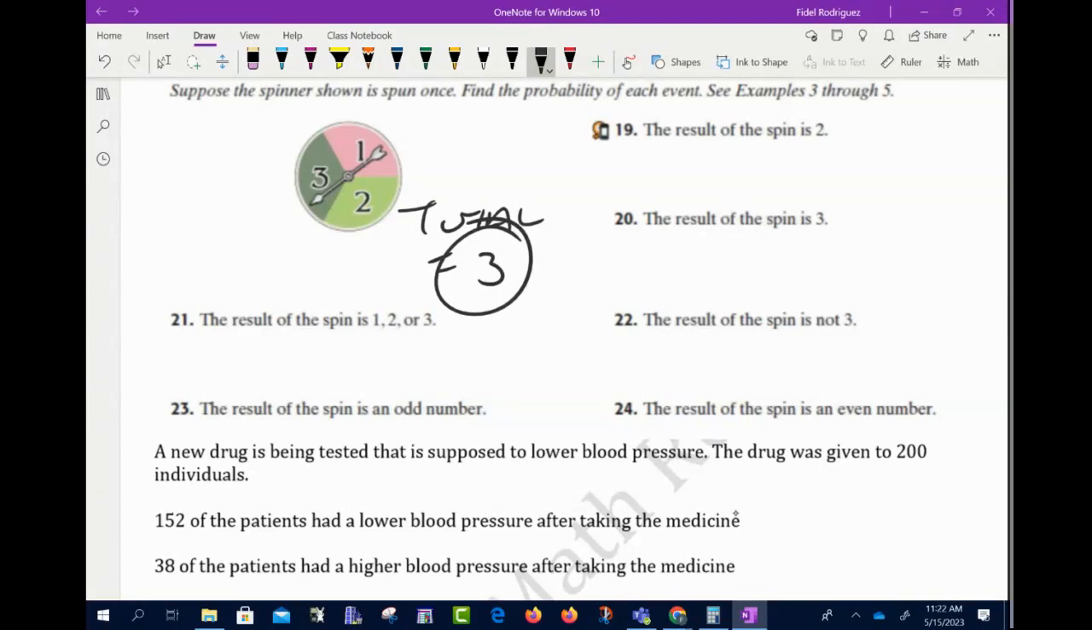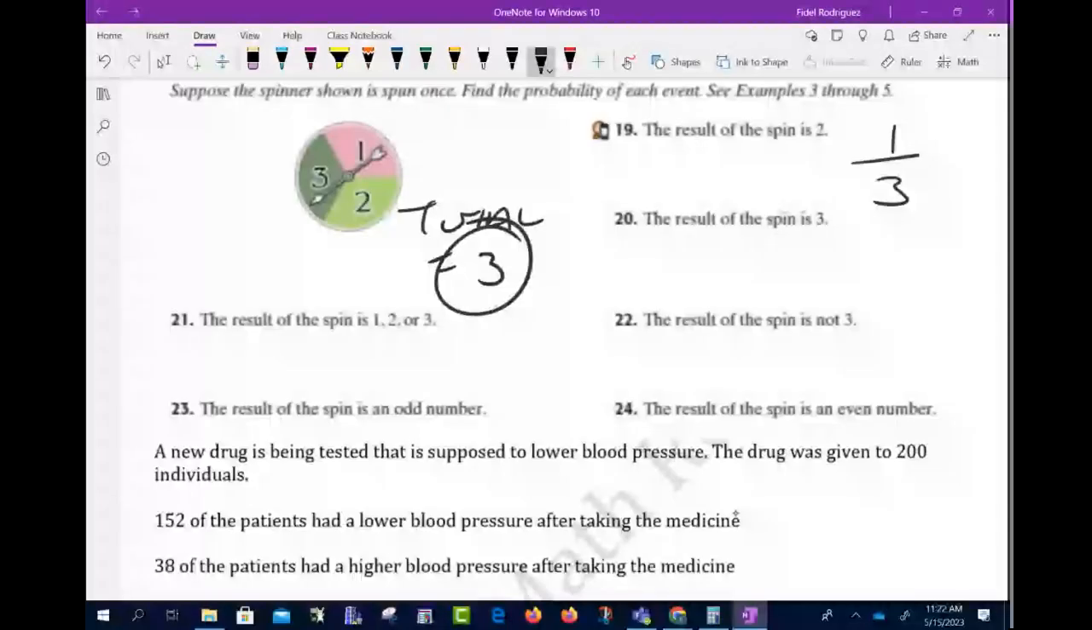Okay, so look, let's do number 19. The result of the spin is a 2. How many 2s? Okay. The result of the spin is a 3. How many 3s do we have? Just 1. Okay, look. The result of the spin is a 1, 2, or 3. How many numbers up there are 1, 2, or 3? 3 of them. 3 out of 3 is 1, right?